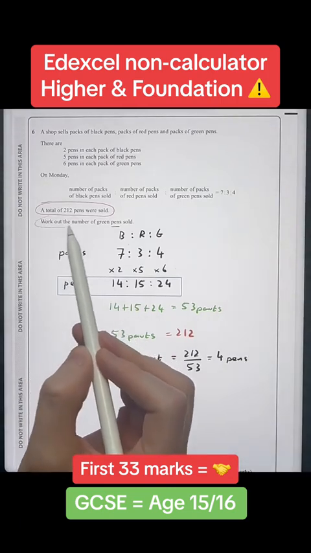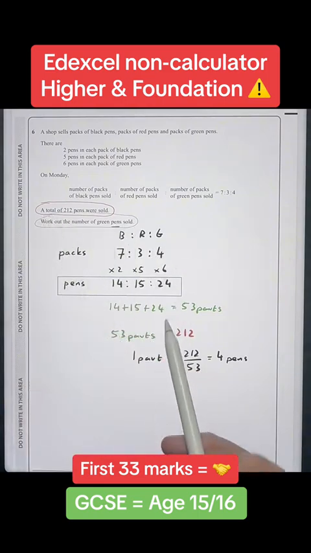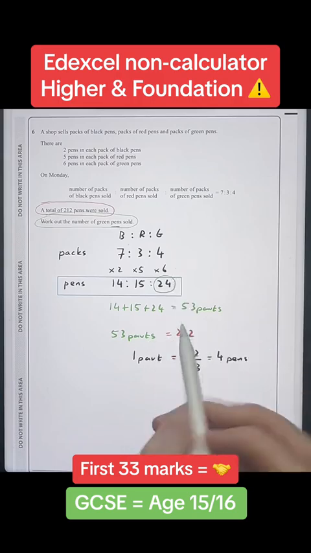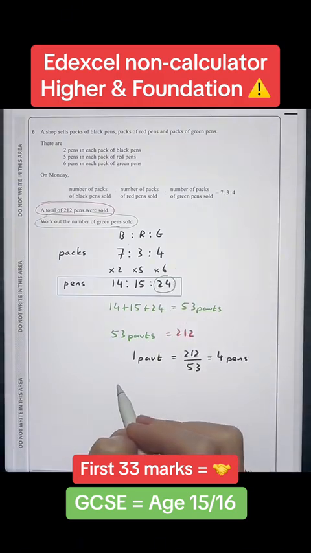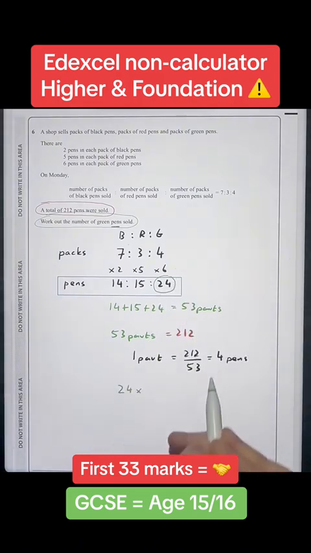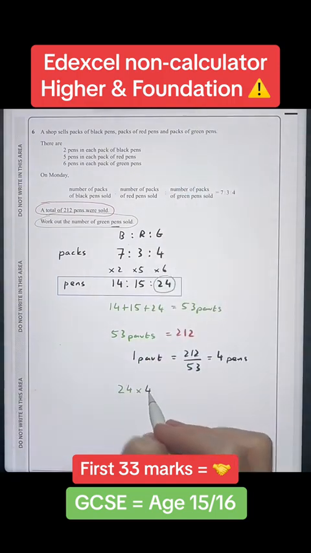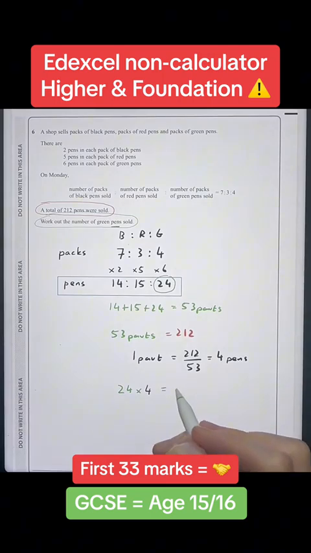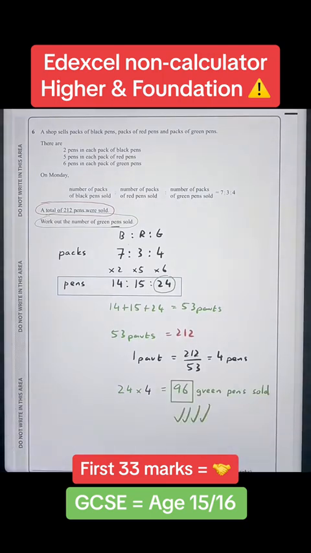As I want to work out the number of green pens sold, well, green we know was 24 parts, and each part is now 4 pens. So therefore, total number of greens will be 24 multiplied by 4, and 24 times 4 gives us 96. So there's 96 green pens sold.